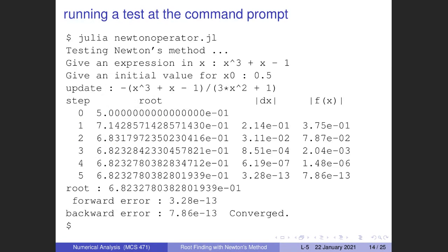So this is a screenshot of a terminal window where you type in Julia and the name of the Julia program. That will prompt the user. So what the user types in is this cubic polynomial and the initial value. And then you see the confirmation of the update operator. The default verbose is true. And then you see the running. After 5 steps, we have a very accurate root.